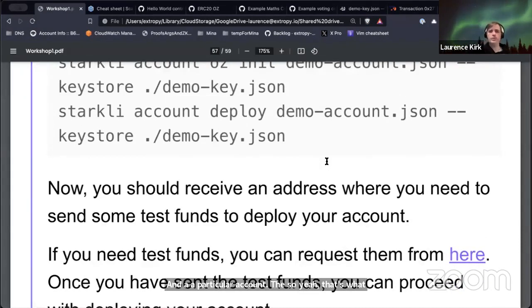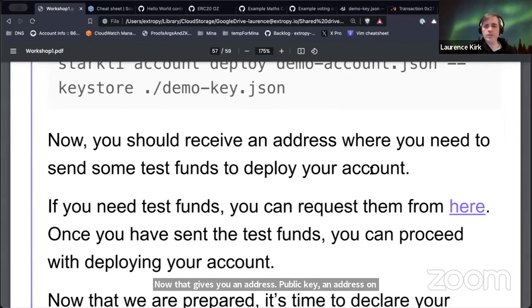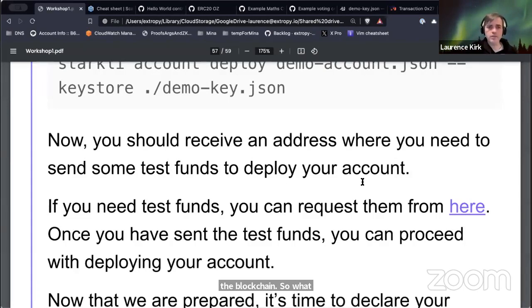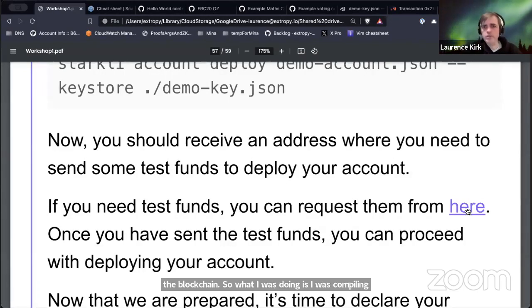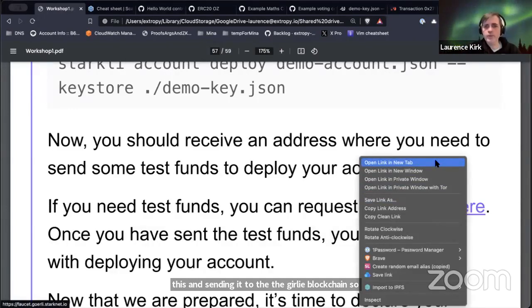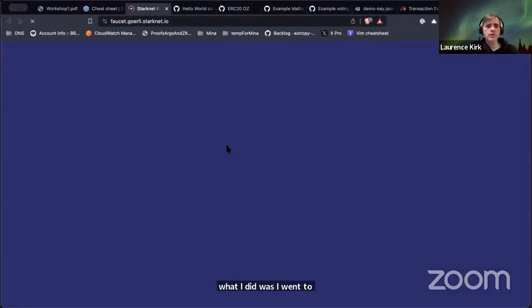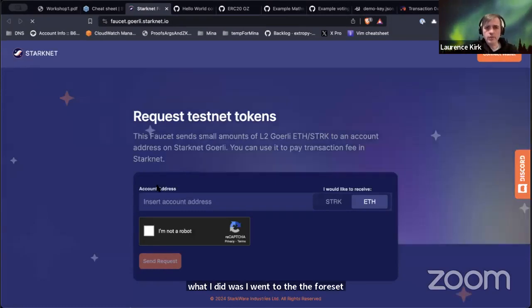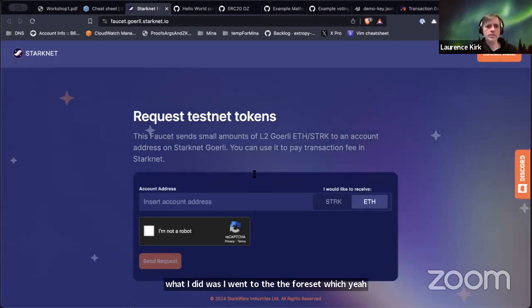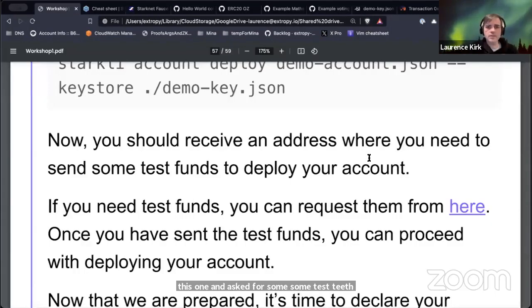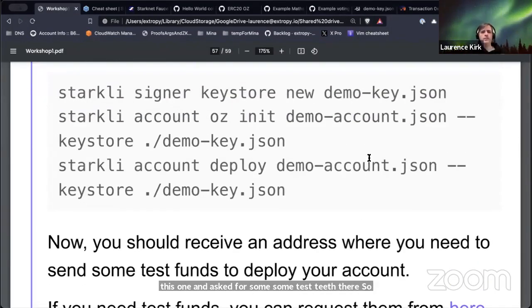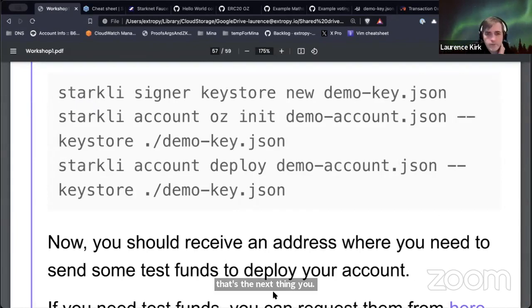Now that gives you an address, a public key, an address on the blockchain. What I was doing is compiling this and sending it to the Goerli blockchain. So I went to the faucet, this one, and asked for some test ETH there. So that's the next thing: once you've got your account set up, then you can fund it from there, as you can see.